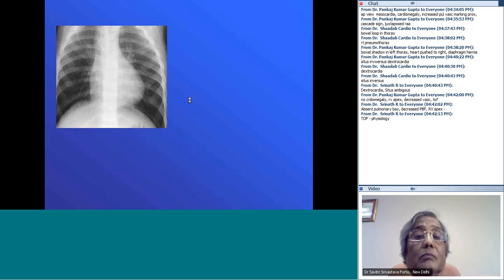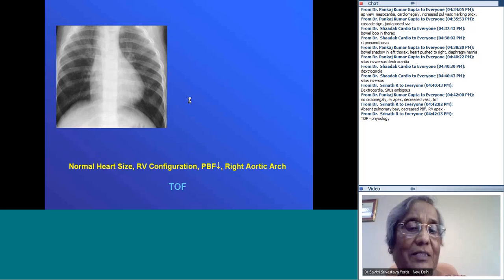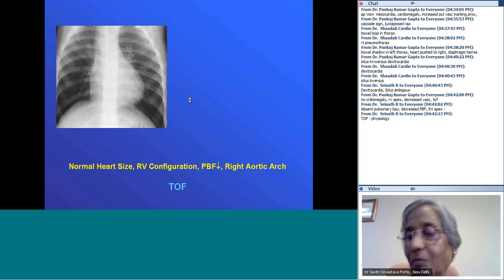Good. There are two attempts. One is half correct, one is full correct. But they both are actually half correct, because the one who has given the diagnosis has not described it. You should say it's a normal heart size, typical RV configuration, decreased pulmonary blood flow, and there was also a right aortic arch, though this is not very clear in the X-ray.